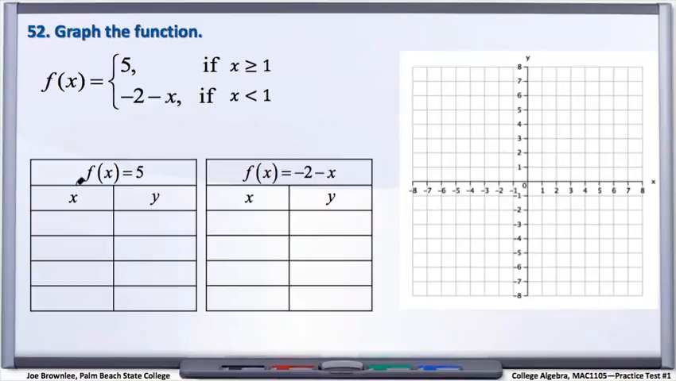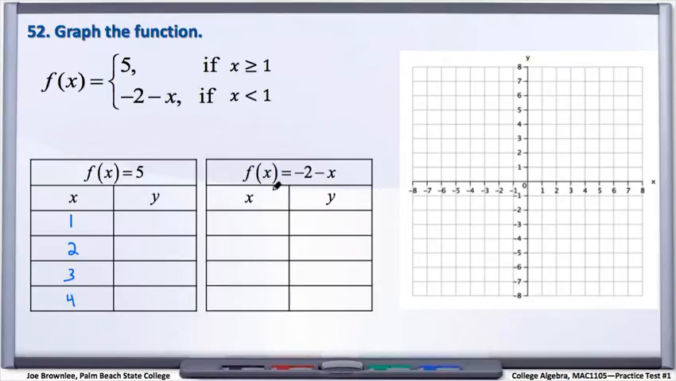In our first piece, f of x equals 5, we are only interested in x values that are greater than or equal to positive 1. So if our x values have to be bigger than or equal to 1, we're going to start our table at 1, and from there we go up, because they have to be greater than. So 2, 3, 4, that looks fine.